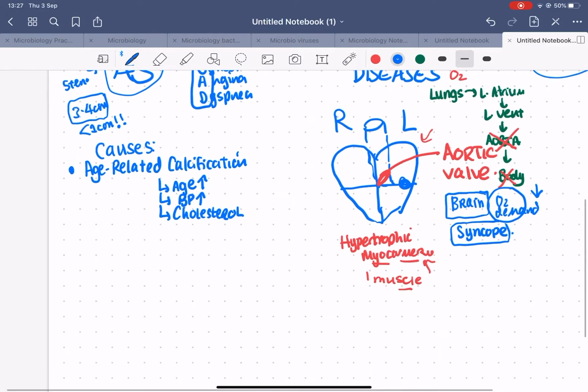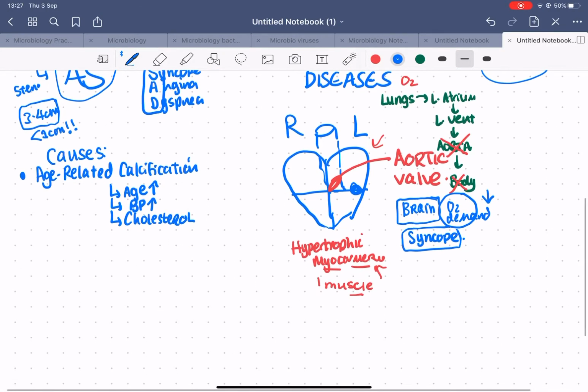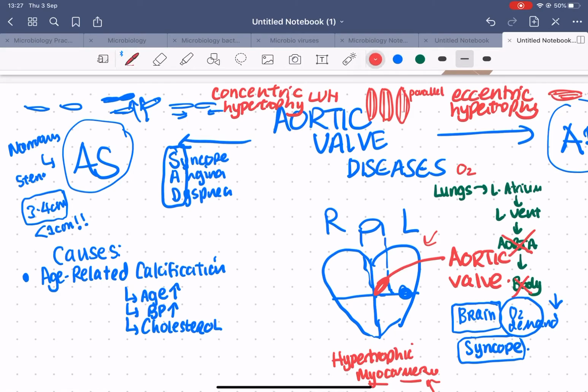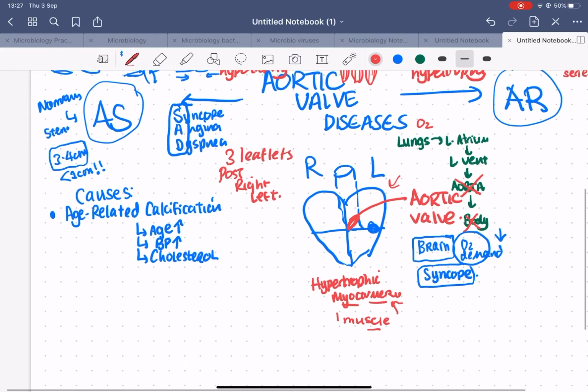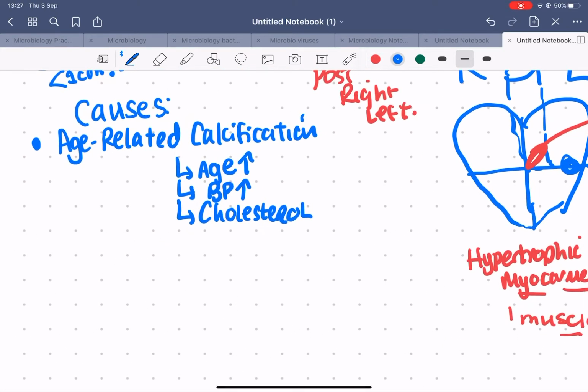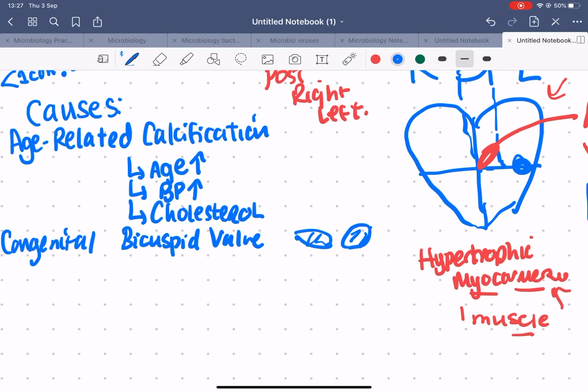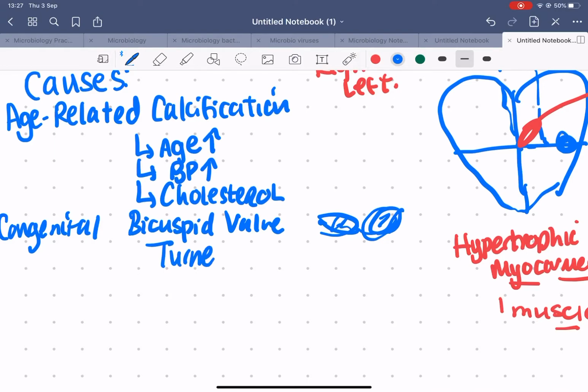Now, if you look over here, the causes for aortic stenosis can also be not just age-related calcification, but also, in some people, the actual aortic valve has 3 leaflets. And these 3 leaflets are posterior, right, and left. Now, in the case of somebody being born with a congenital bicuspid valve, congenital meaning being born with it, what that's going to mean is that instead of those 3 leaflets, you have 2 leaflets that are responsible for opening properly. And this congenital bicuspid valve can occur in Turner syndrome.